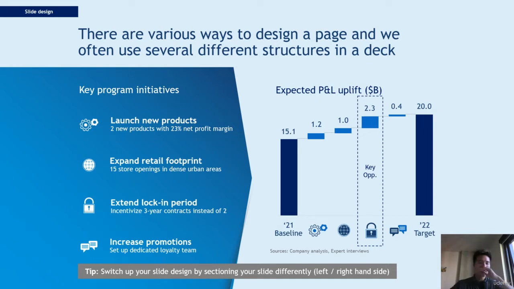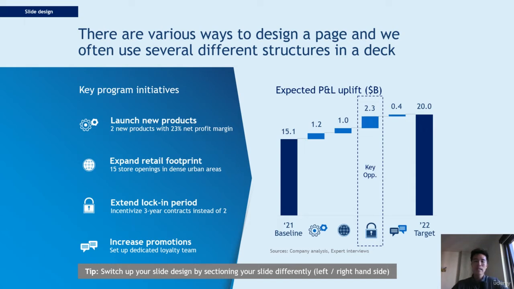So this is one such example where, instead of showing some data first and then what you think about it, we actually want to present things in a different sequence, right? So on this page, the sequence that we're following is, hey, let's talk about some suggestions that we have on the left-hand side. These are our key program initiatives that we recommend to the client. And then let's talk about the expected impact, expected profit and loss uplift, so increased profitability for the client. And this will be our projections on the right-hand side.